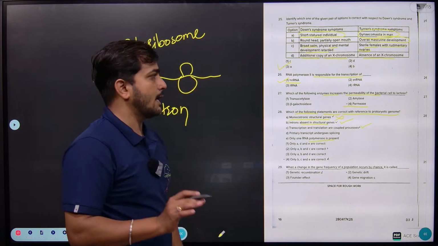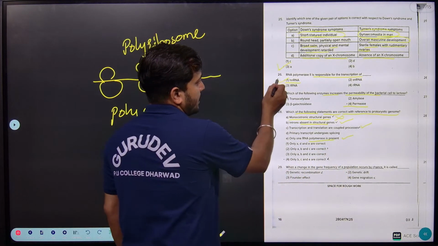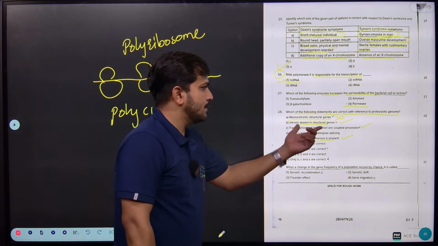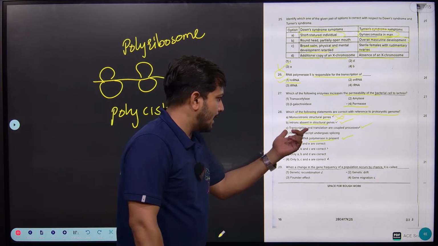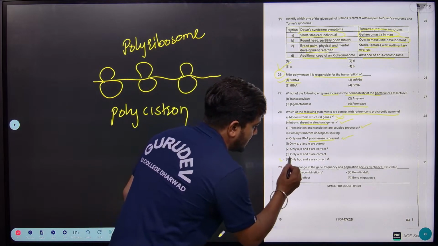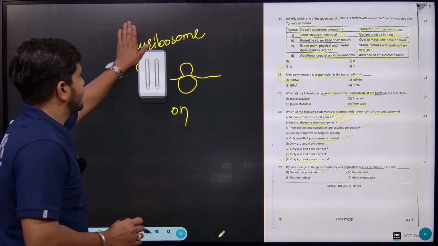Only one RNA polymerase is present. Yes, only one type of RNA polymerase, which you will find with respect to the 26th question that I have told you, right? So you can compare this, and mainly B, C and E are correct here. So option 4 is correct, that is B, C and E are correct, right?